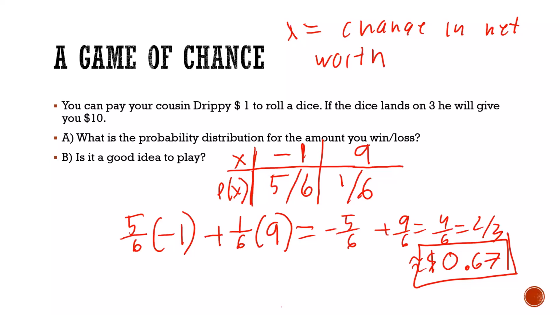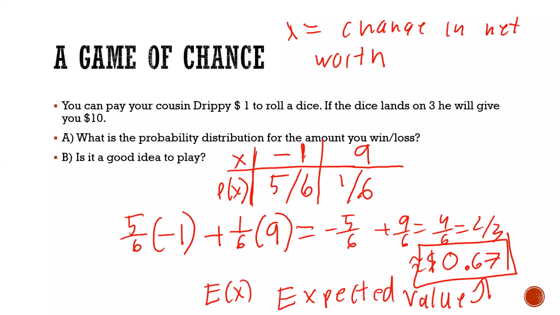Okay, so what this is called is your expected value. And we use the notation E of X, and I'll talk about that notation in a second. But any questions on what this number represents?